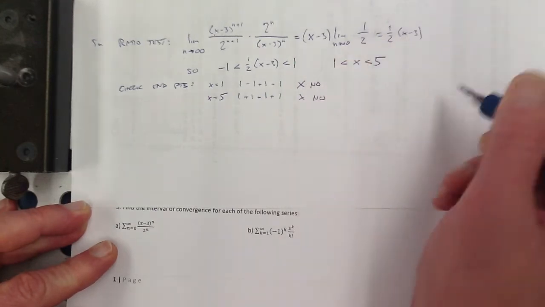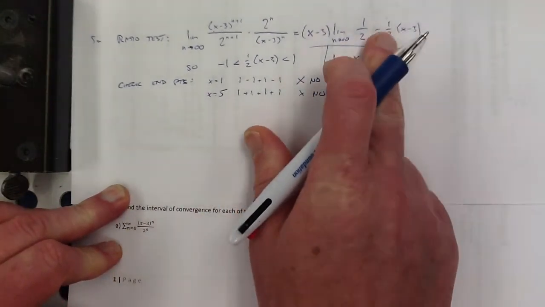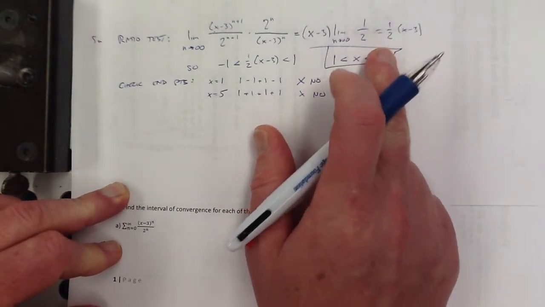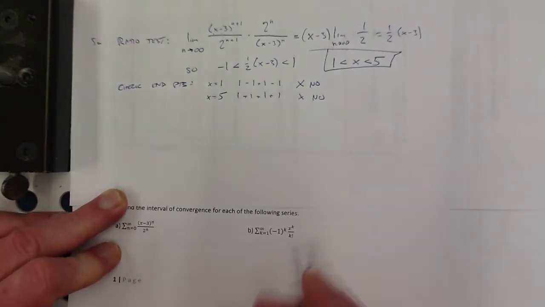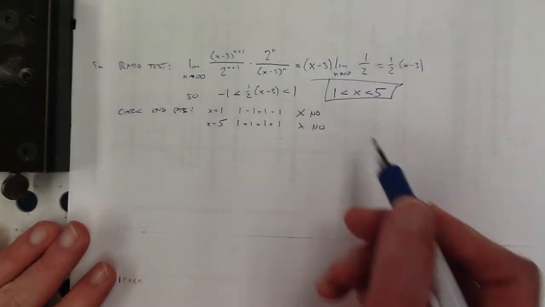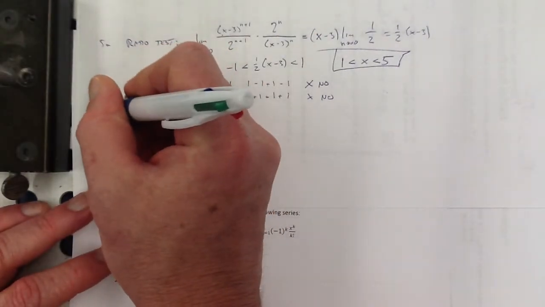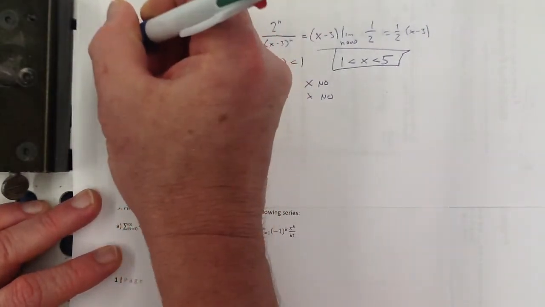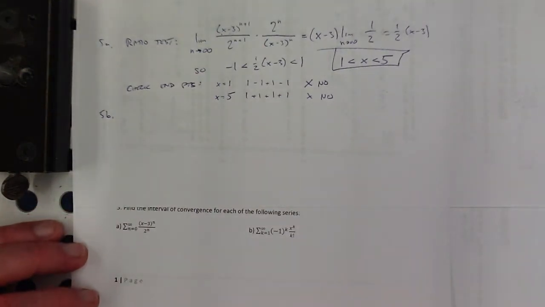So also know, this is the interval of convergence. And in retrospect, when we notice that this was a geometric series, it would never converge at the endpoints. You could probably say that here instead of checking the endpoints, but I'll just check the endpoints every time. All right, ratio test here, 5b.